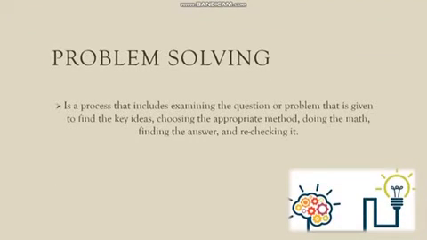First, what is problem solving? It is a process that includes examining the question or problem that is given to find the key ideas, choosing the appropriate method, doing the math, finding the answer, and rechecking it. Problem solving can help us determine the source of a problem and find an effective solution. It is a systematic process. By that I mean there are certain steps or stages you need to go through. Plus, problem solving is a trial and error kind of method, so it requires time and patience.